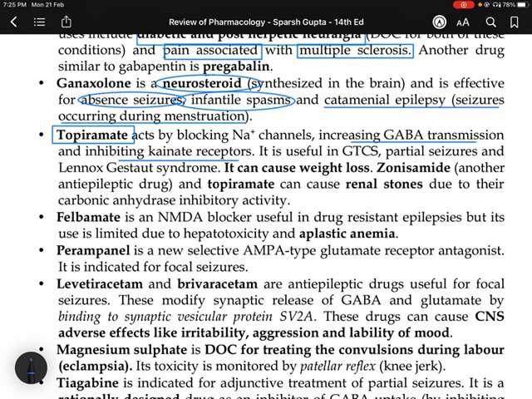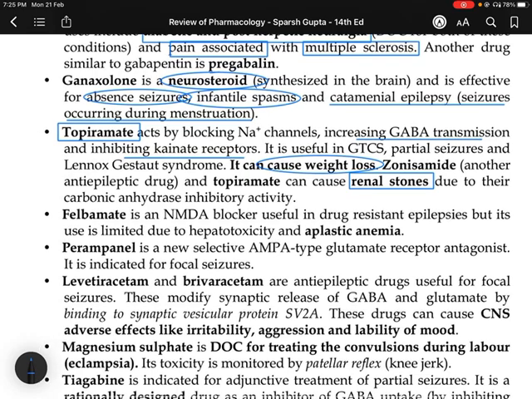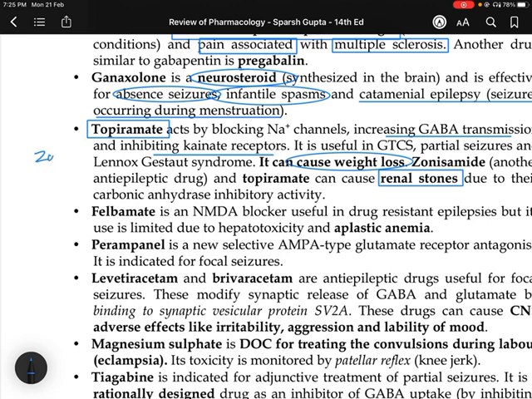It is useful in GTC, partial seizure and Lennox-Gastaut syndrome. It can cause weight loss. And zonisamide, another epileptic drug, and topiramate can cause renal stone as well, due to their carbonic anhydrase inhibitory activity. Zonisamide and topiramate.